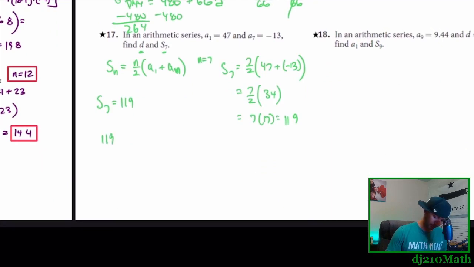So 119, S sub 7, is equal to n, which in this case is 7, halves, times 2 times the first term, so 2 times 47, plus n minus 1, 7 minus 1, 6, times the common difference, d, the thing we're looking for. Okay. What was 2 times 47? 87 plus 7, 94.